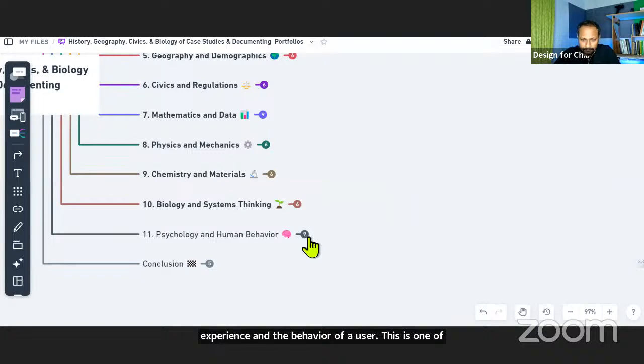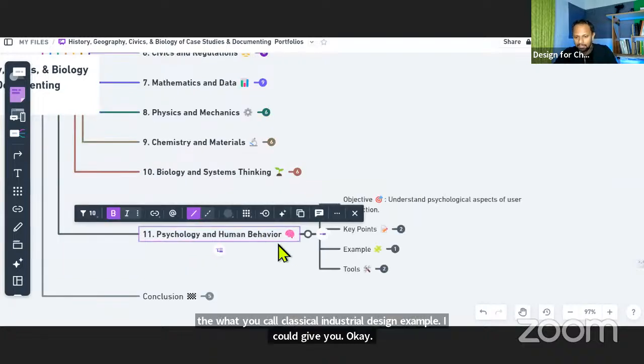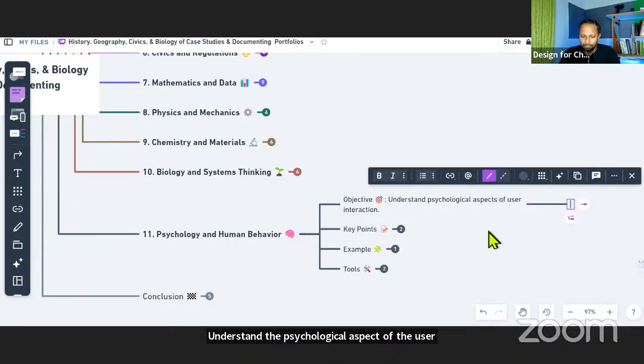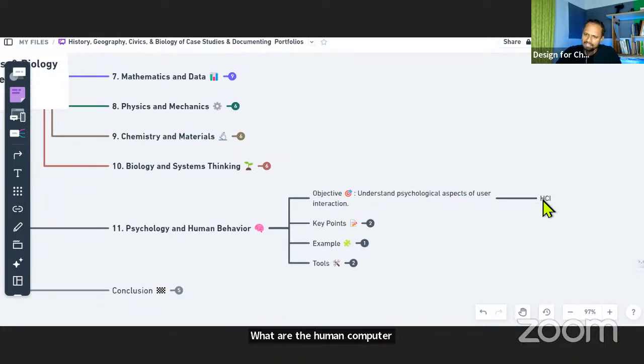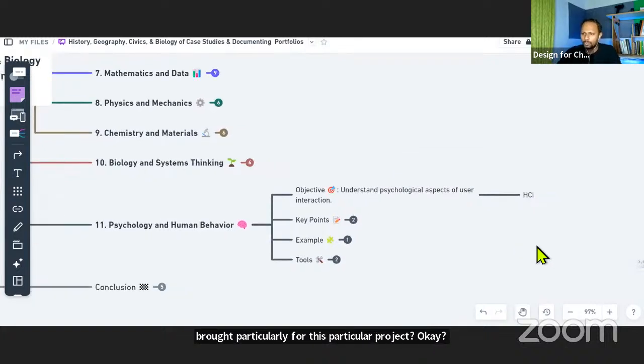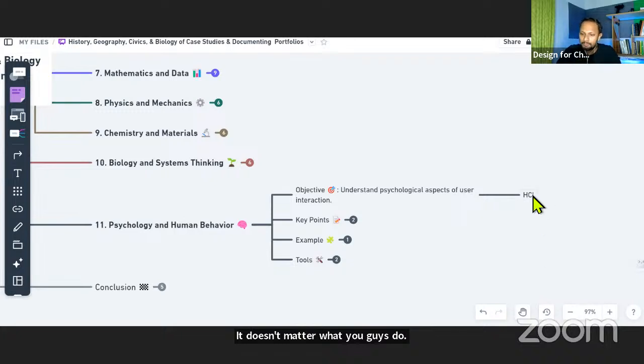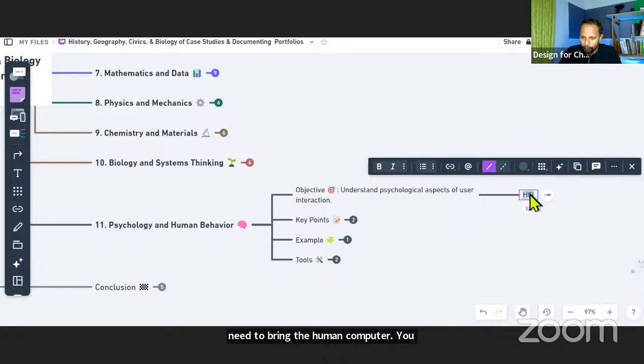Okay. Next comes psychology and human behavior, my favorite. Understand the psychological aspect of the user interaction. What is the human computer interaction which you brought particularly for this project? Let's say you are making a physical product, digital product, or experience project, it doesn't matter what you do, it's going to be interacted with by a human, right? You need to bring the human computer interaction. You need to bring the HCD, human centric design.